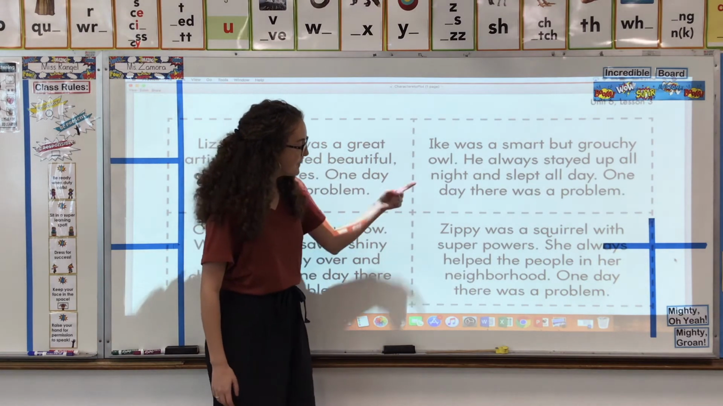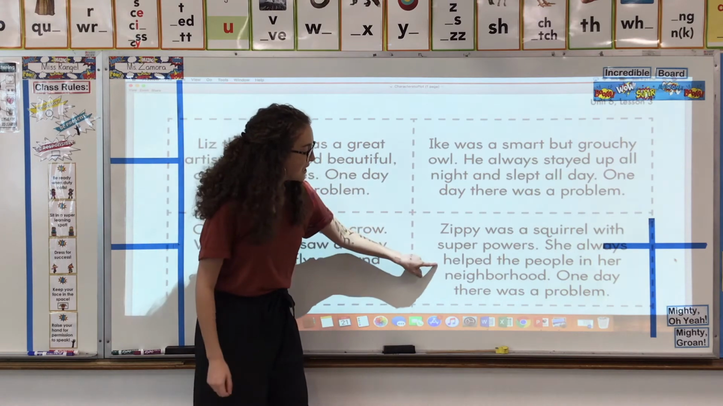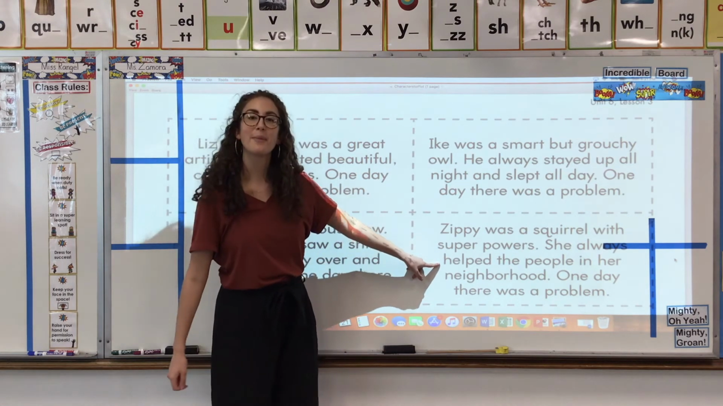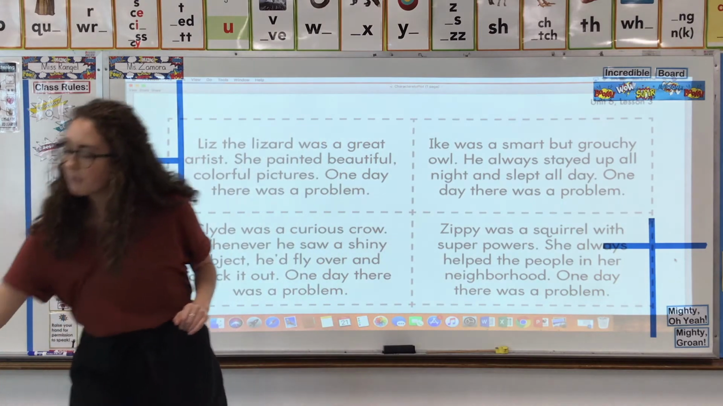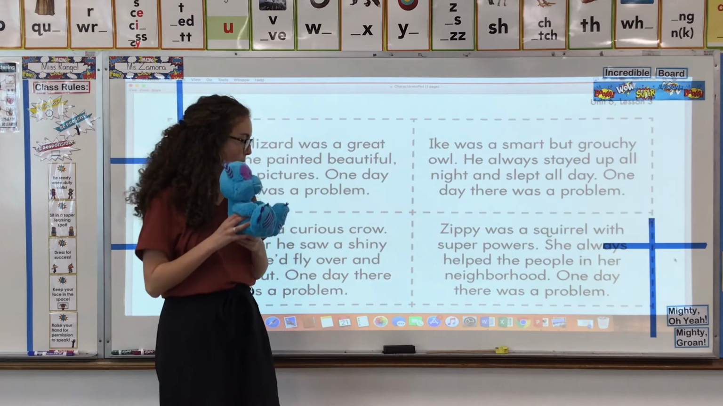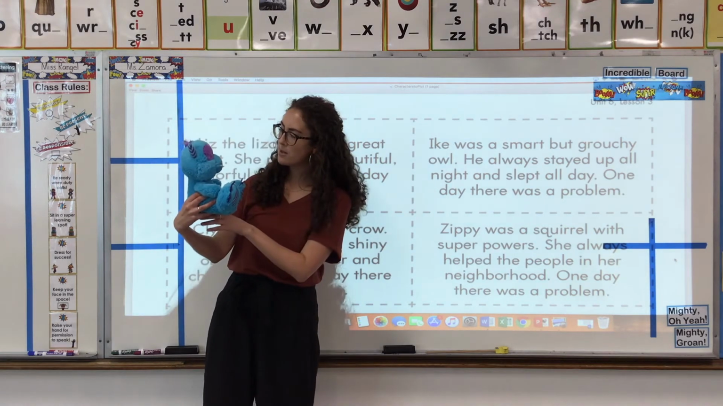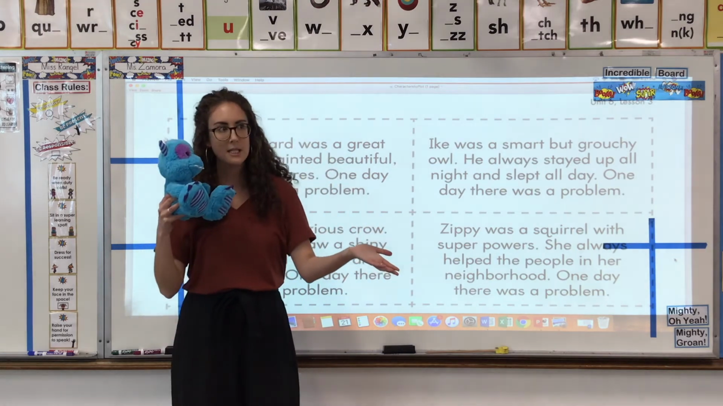Zippy has superpowers, and she loves to help people in her neighborhood. So, Mr. Mo, based off what we know, that Zippy has superpowers and she loves to help others, what could be a problem she might face?